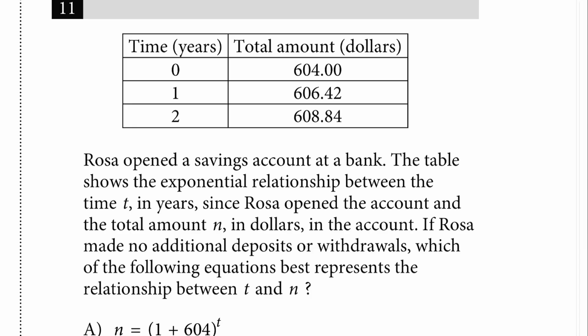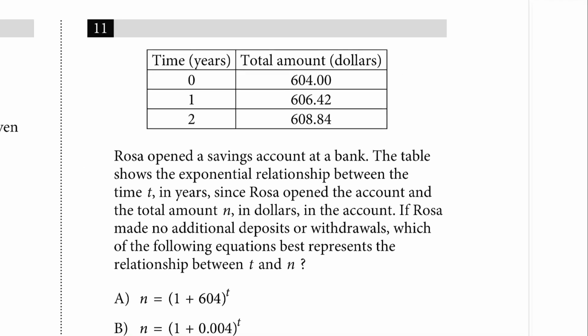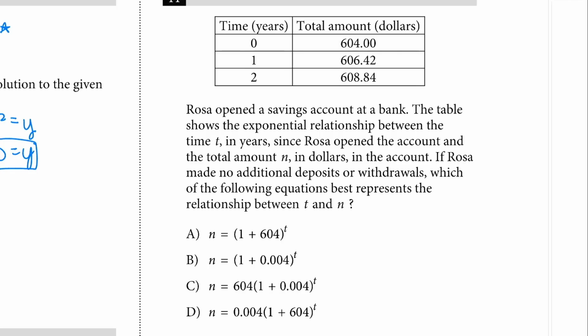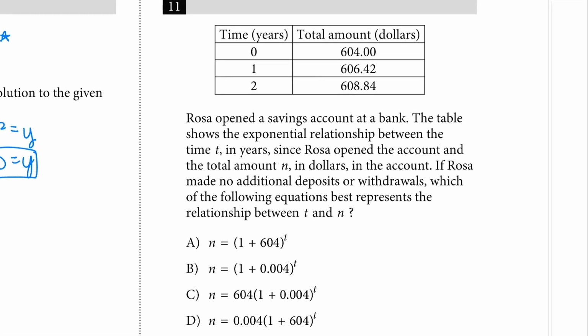Rosa opened a savings account at a bank. The table shows the exponential relationship between the time t in years since Rosa opened the account and the total amount n in dollars in the account. If Rosa made no additional deposits or withdrawals, which of the following equations best represents the relationship between t and n? Let's take a look here. She is starting with $604 to start with. Okay, that's going to be the first value here. So the answer is C.